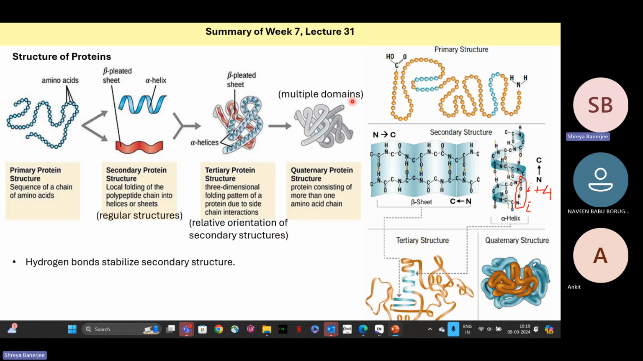And finally, you have the quaternary structure, where you have a protein consisting of more than one amino acid chain. You can see here, the blue is one amino acid chain, and the orange is another amino acid chain. The two chains can be held together by different interactions such as hydrogen bonding, van der Waals, and so on. That is called a quaternary structure. So these are basically the levels of organization in a protein.